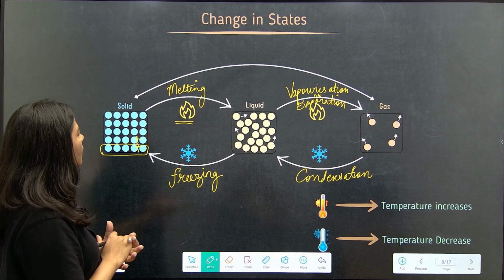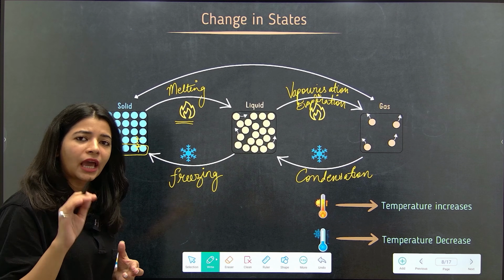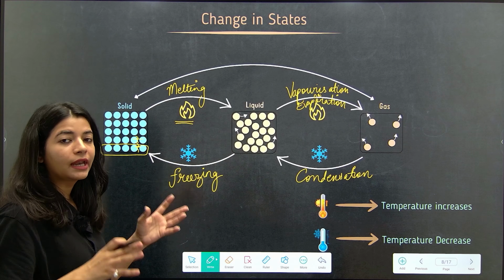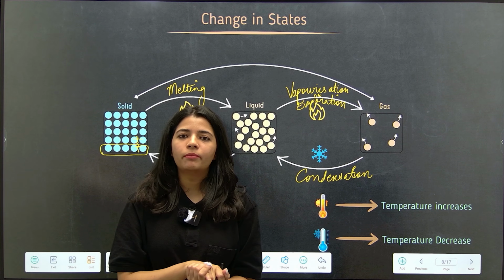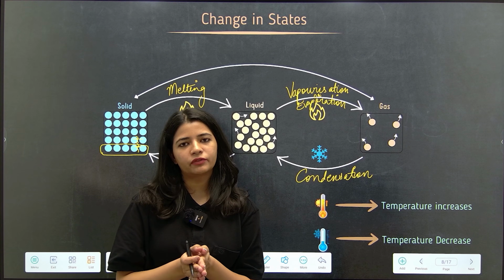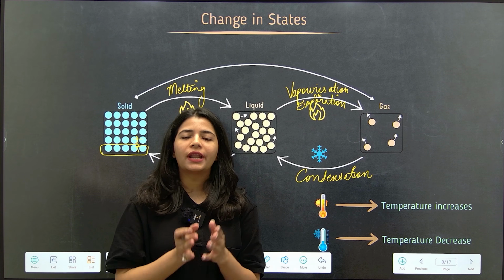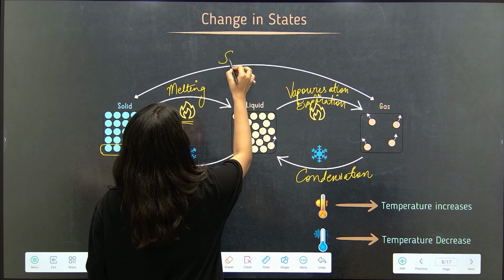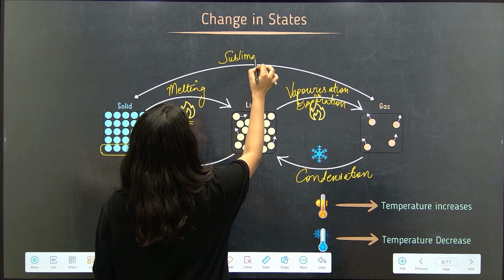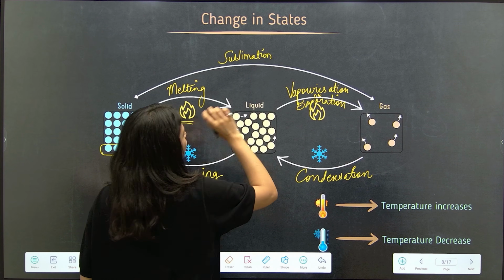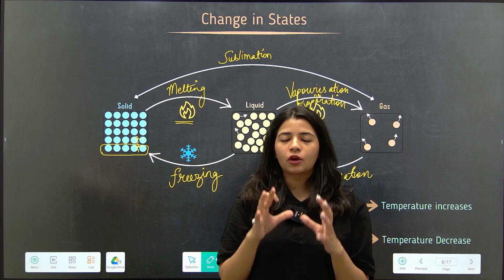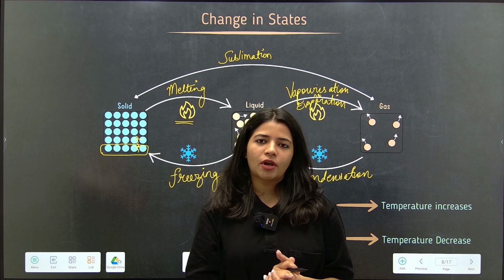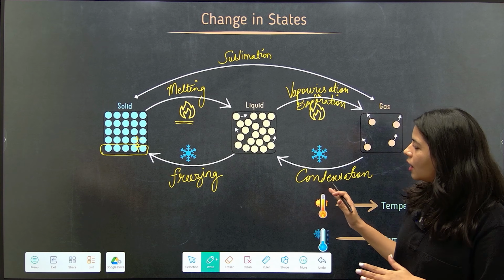Now you must be thinking, ma'am, can we skip the liquid state and simply convert solid into gas or gas into solid? Yes, we can. There are a few compounds, for example iodine, camphor, naphthalene, or dry ice, which is also called solid carbon dioxide. They show the property of sublimation. Now, what is sublimation? Sublimation is the process of conversion of solid into gas directly, skipping the liquid state of matter. We will understand sublimation in the further part of this chapter. So now students, you can write this down.